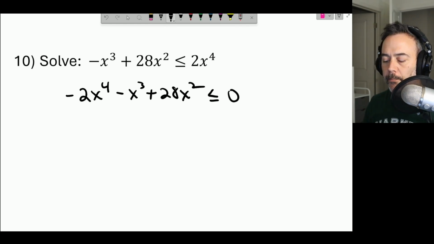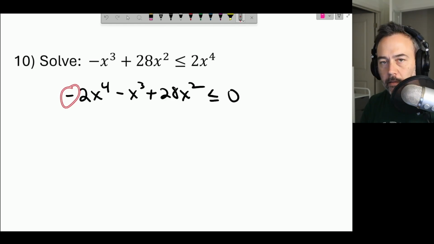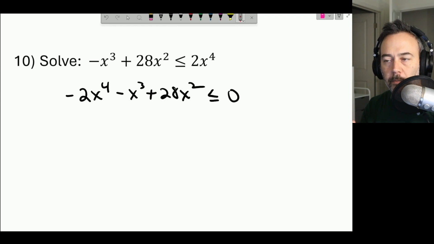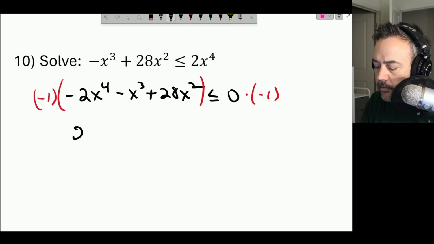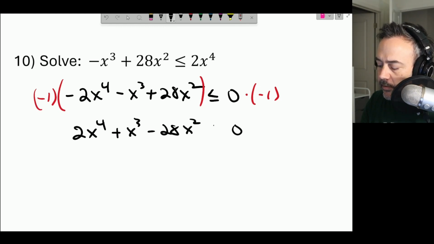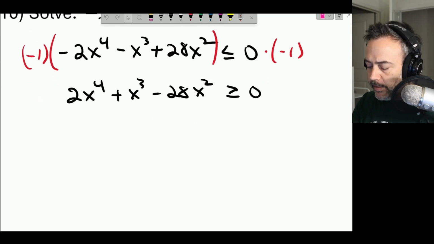Okay, so we're here. I've written it in standard form with highest power first and decreasing powers going forward. You notice that the leading term is a negative. If you just multiply everything by -1, you can make things simpler and avoid some minus sign errors that have a tendency to pop up. So I will multiply both sides of this inequality by -1. And I get 2x to the fourth plus x to the third minus 28x squared. And still 0 on the right, but I need to flip the inequality sign. Okay, so we're here. Next, factor.